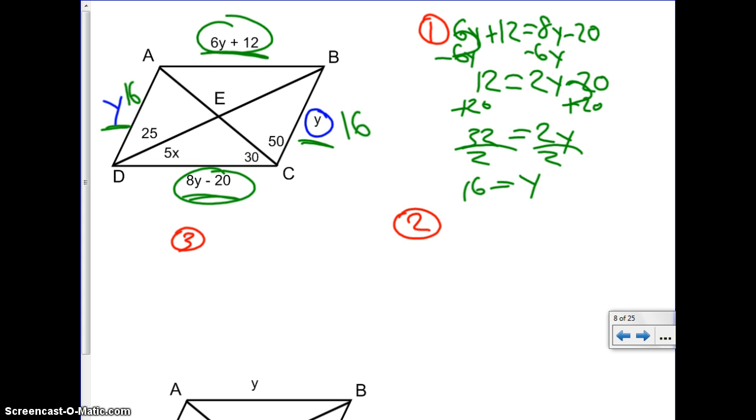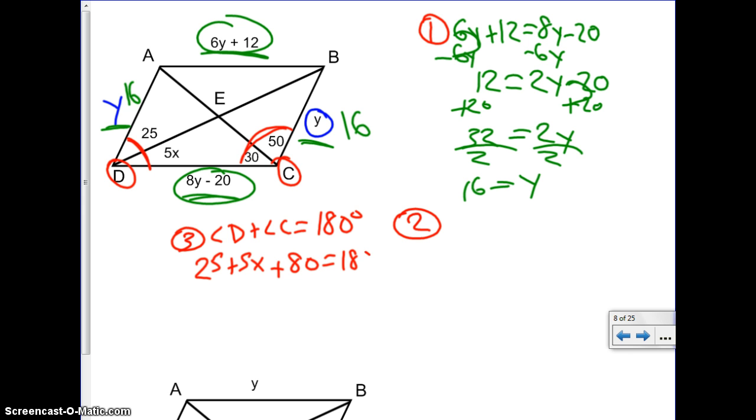Number 3 says that if we have consecutive angles, they're supplementary. But we do have consecutive angles. Look, we have angle D and angle C. Remember, angle D is this whole piece. Angle C is this whole piece. So I know if I do angle D plus angle C, I'll get 180 degrees. Well, angle D is that whole thing. So it's 25 plus 5x. And angle C is that whole thing, which is 30 plus 50, which is 80.